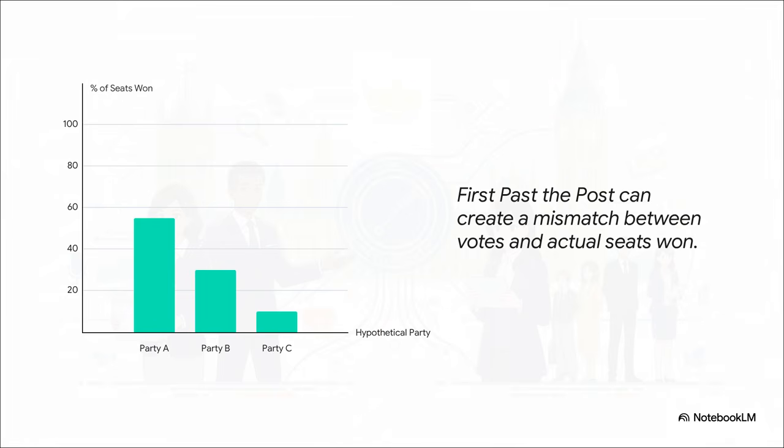Party A got 40% of the vote, not even half, but they walk away with 55% of the seats, giving them a majority to do whatever they want. Meanwhile, Party C got a pretty decent 20% of votes, but that only translated into a tiny 10% of the seats. So it's not just about numbers, it's a huge question about whether this system is truly fair.